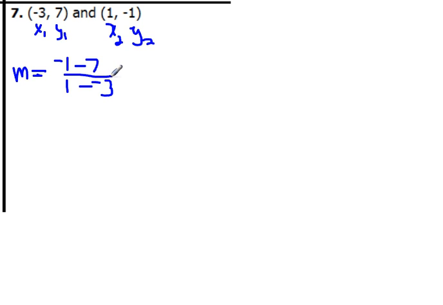Okay, this is hard to do with my little trackpad. Okay, now let's do our calculations. So -1 minus 7 is -8. And we'll put that over 1 minus -3, which will be a +4. And then we can simplify that to be -2. So there is the m for our point slope formula.